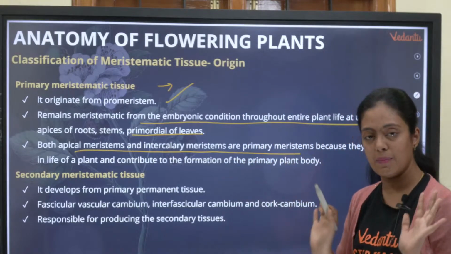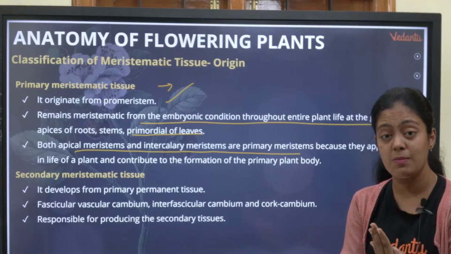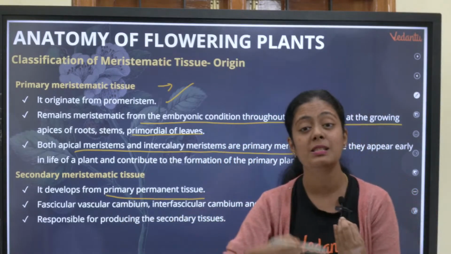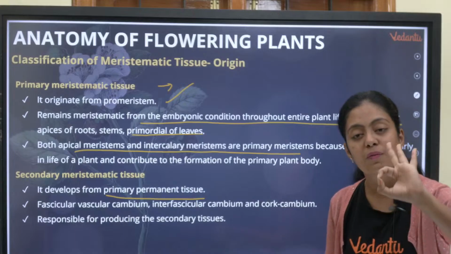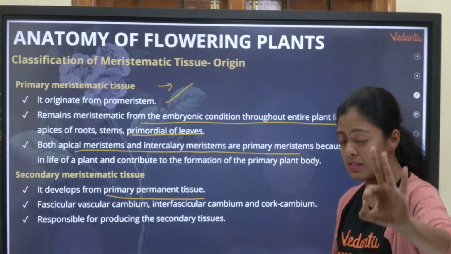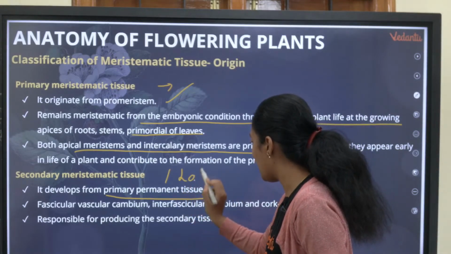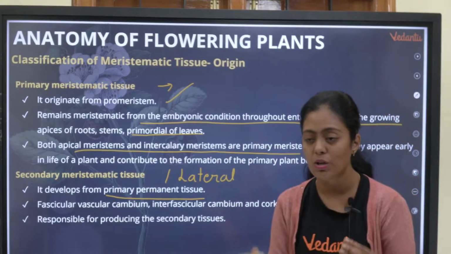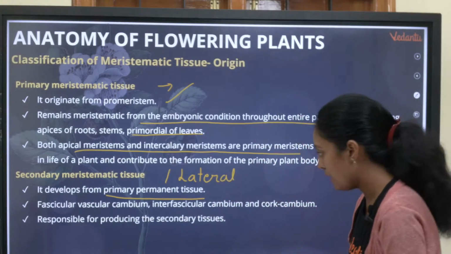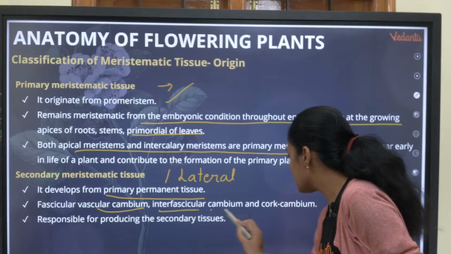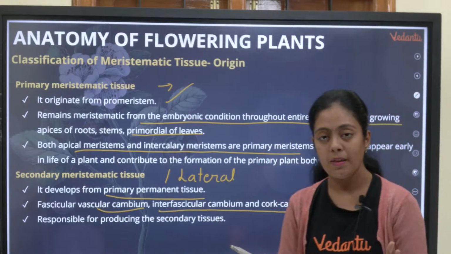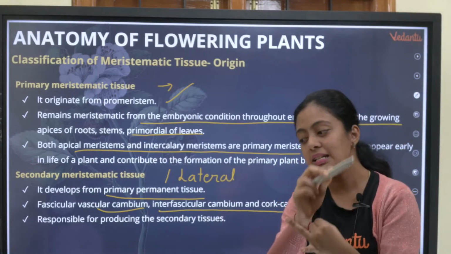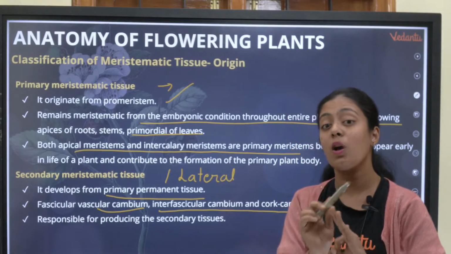Then you have secondary meristematic tissue. The secondary meristematic tissue develops from primary meristematic tissue. There are three types of secondary meristematic tissue. They are actually lateral meristem. These names are very, very important. The names that confuse many people are fascicular cambium, interfascicular cambium and cork cambium. Which are the three types of lateral meristem? Fascicular cambium, interfascicular cambium and cork cambium.